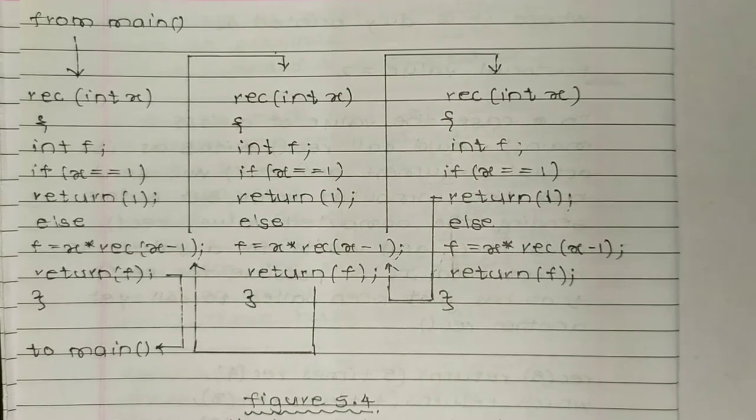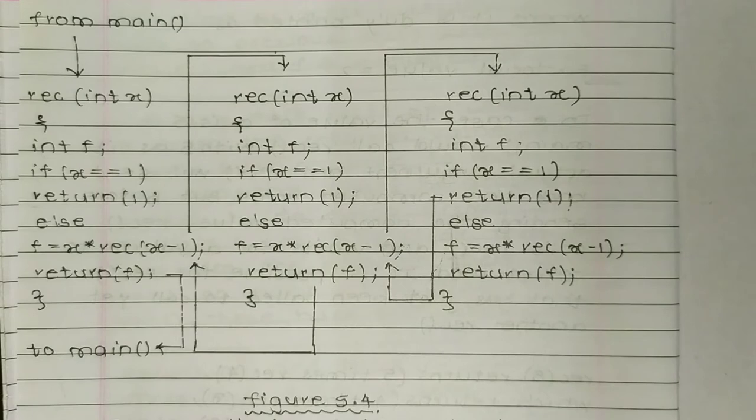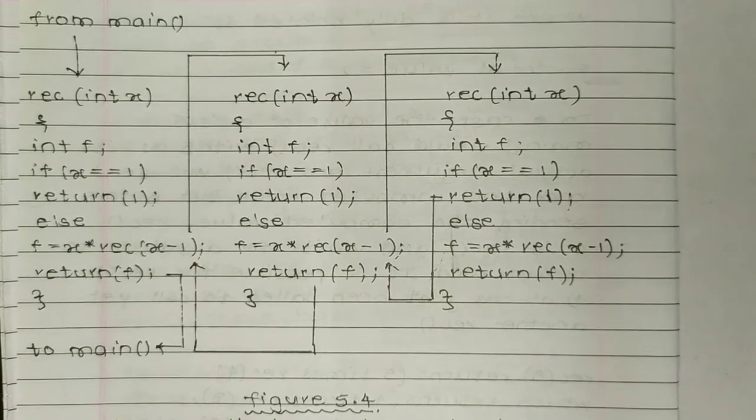Here first it is written that from main, an arrow is pointing towards rec int x. So x is an integer here. From main we are going to rec, that is recursion. Now inside recursion, int f. So f is an integer and x is an integer. If x is equal to 1, return 1. That means return 1 means return f.